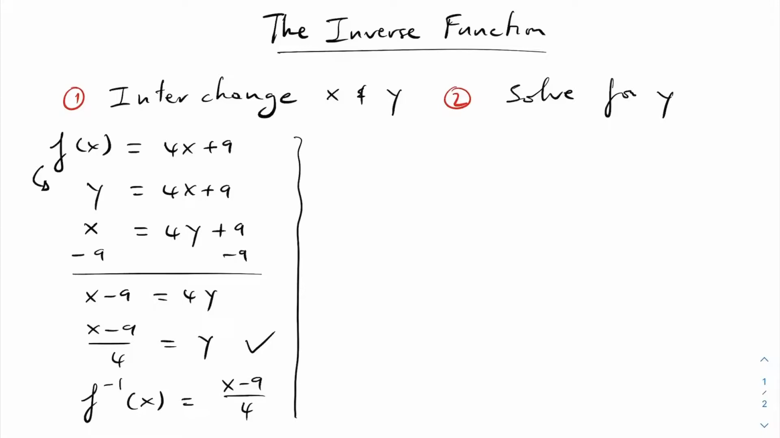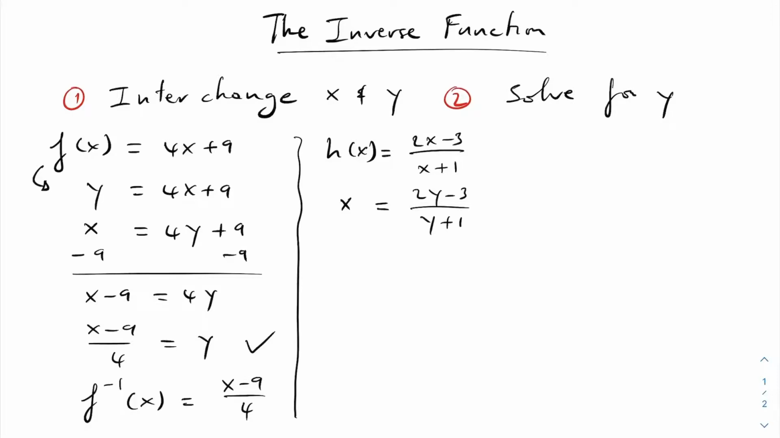Okay, so let me give you another example that we haven't seen before. If I were to give you the function h of x equals (2x minus 3) divided by (x plus 1), and I ask you to find the inverse of this function, first thing you should do is interchange x and y. So you're going to have here x equals (2y minus 3) divided by (y plus 1).